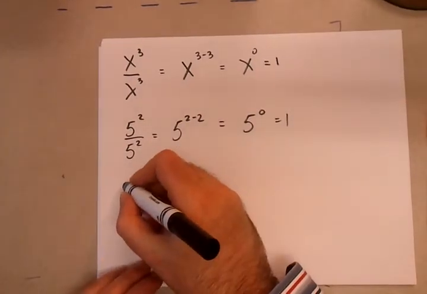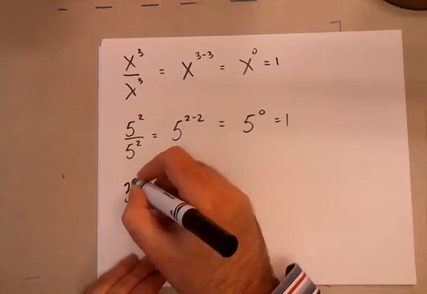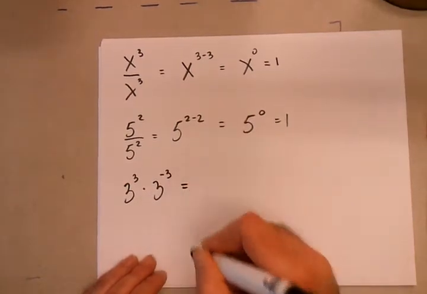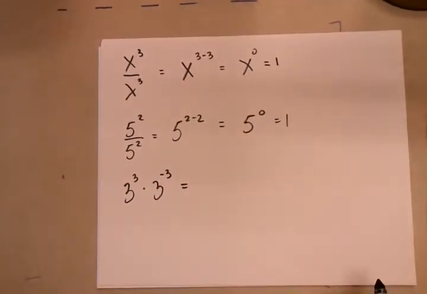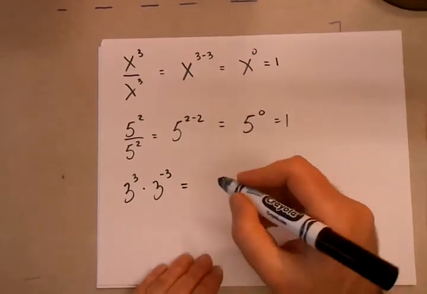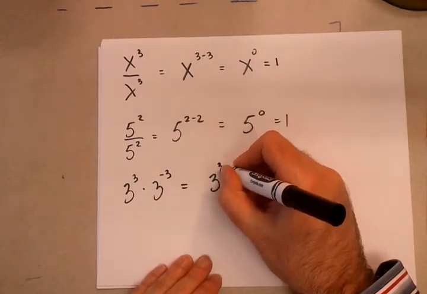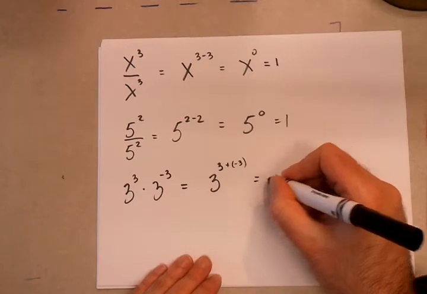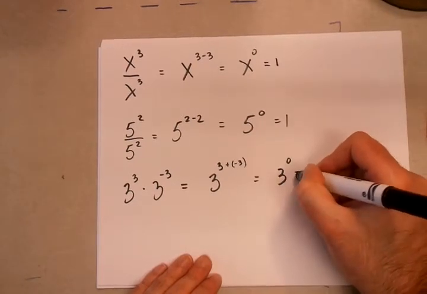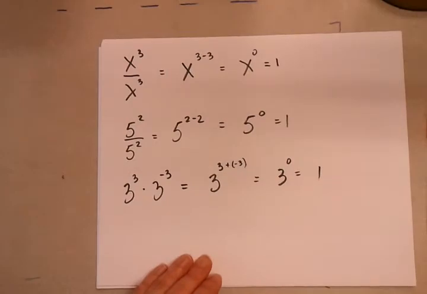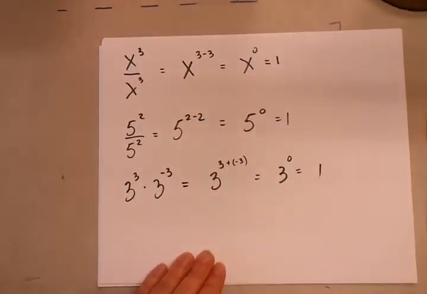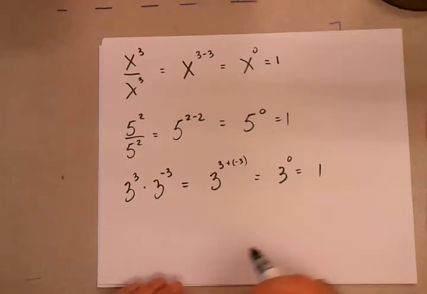If you had something like this, where it was 3 to the third power times 3 to the negative third power, this is a product of powers. In this case, you add your exponents. So it would be 3, and the exponents would be 3 plus a negative 3, which is 3 to the 0, which is once again 1. So regardless the case, or the method that you get there, if the base is taken to the 0 power, the end result is a 1.